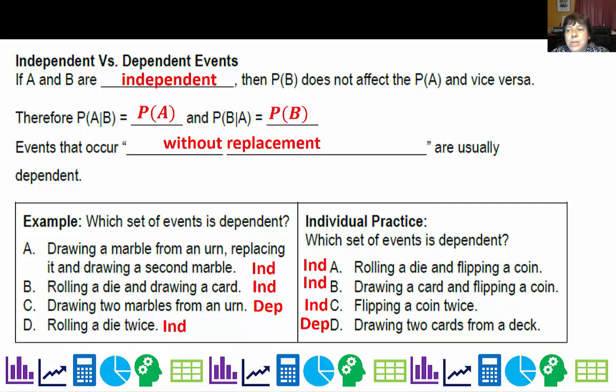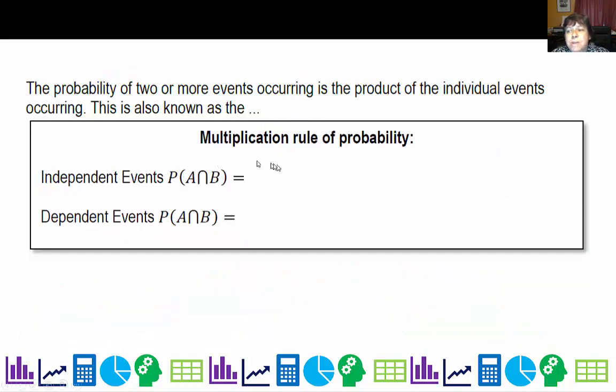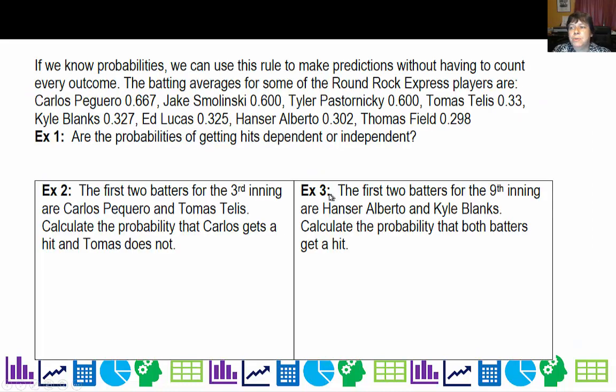So anyways, we put all this together and we get the multiplication rule for probability, which is, if the events are independent and you're doing A, then B, well, the probability of A and B, getting them in that order, is the probability of A times the probability of B. For dependent events, what has to change is you have to take into account, does A affect the probability of B? And multiply that new probability there, like we did 2/3 instead of 1/2. So let's look at some examples. If we know probabilities, we can use this rule to make predictions without having to count every outcome.